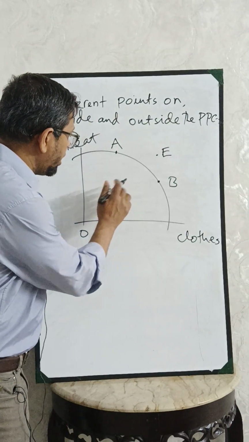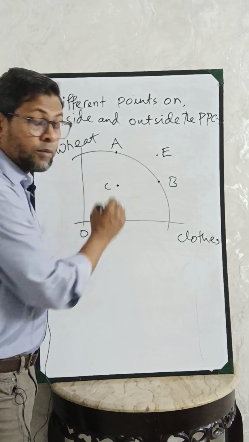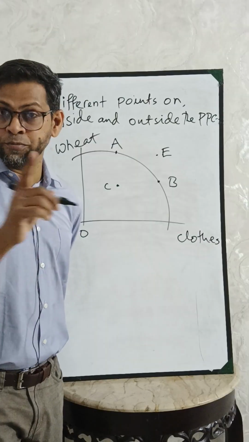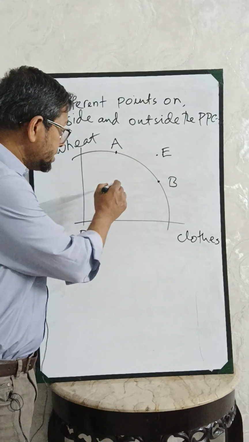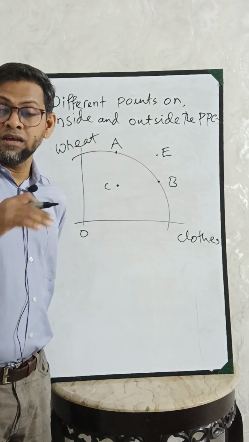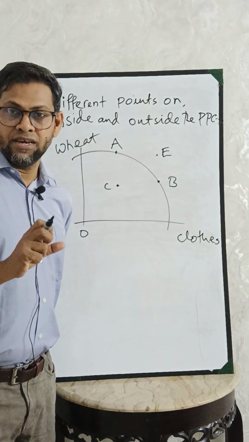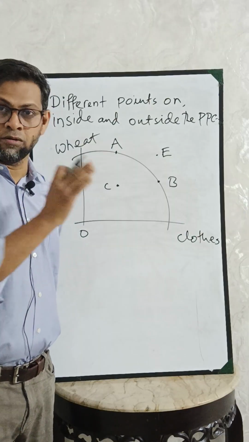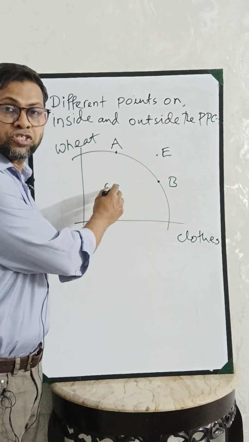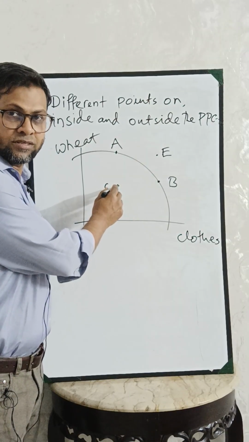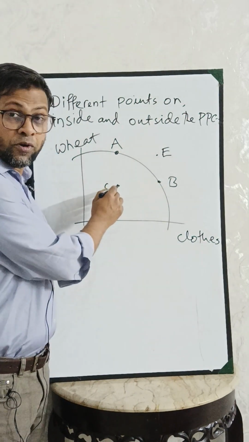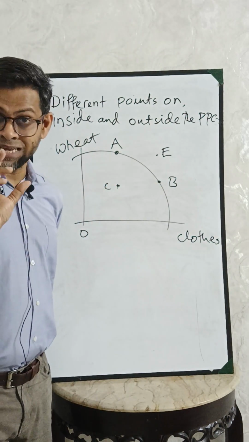Okay, so now if we talk about point C inside the PPC, this point is an inefficient point. This is not an efficient point. Why? Because this point inside the PPC shows that not all the resources in my economy are used. The four factors of production I mentioned in our last class, right? Land, labor, capital, enterprise. So do we use all the resources over here? No, actually we don't use all the resources over here. We use all the resources at points A and B. So at this point, yes, we use our resources, but incompletely.